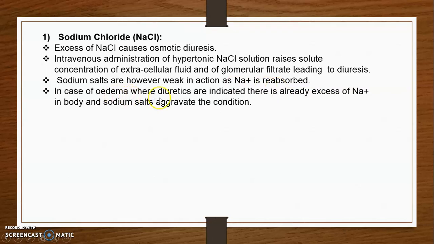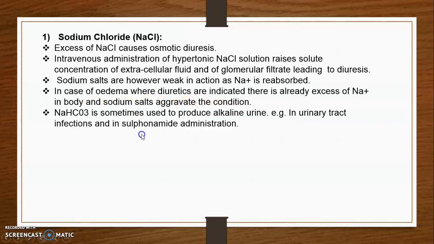Then in case of edema, where diuresis is indicated, there is already an excess of sodium in the body, and sodium salt aggravates the condition. Then NaHCO3, sodium bicarbonate, is sometimes used to produce alkaline urine, for example in urinary tract infection and in sulfonamide administration. In such cases, sodium salt in combination with bicarbonate is used to produce alkaline urine in some urinary tract infections.